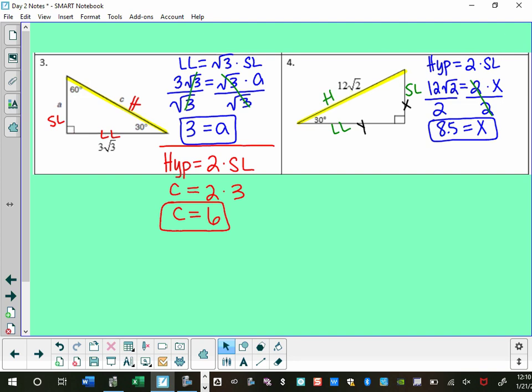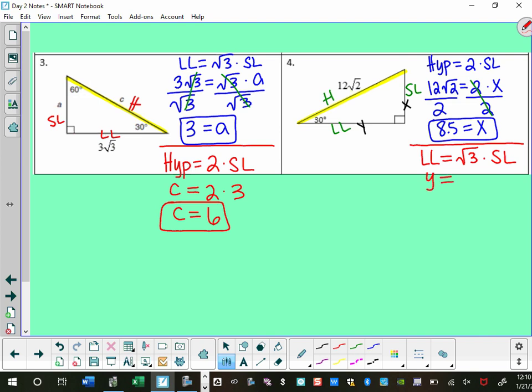Yes. So now we need the long leg. My formula for the long leg is root 3 times the short leg. So y is equal to root 3 times the short leg, which was 8.5. All right, you guys type that into your calculators. What do you get? Root 3 times 8.5. Make sure you scroll over from your radical first. 14.7. Good, 14.7.